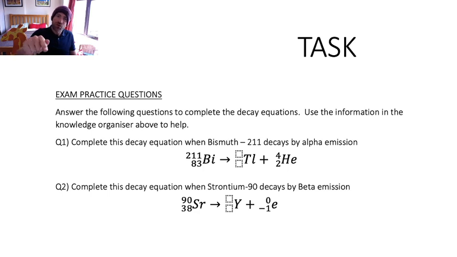What you've got to do is fill in the squared boxes. So you've got to say, okay, there's bismuth. It's giving out the alpha particle. What's the top number going to be now? What's the bottom number going to be? Next one down will be beta, and so on. So I want you now to have a go at filling in your sheet.